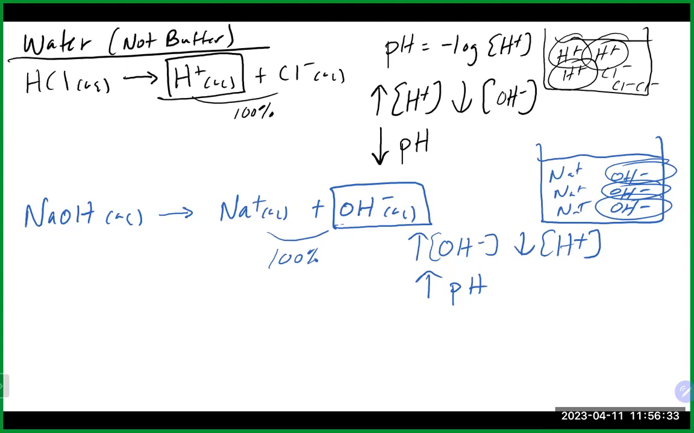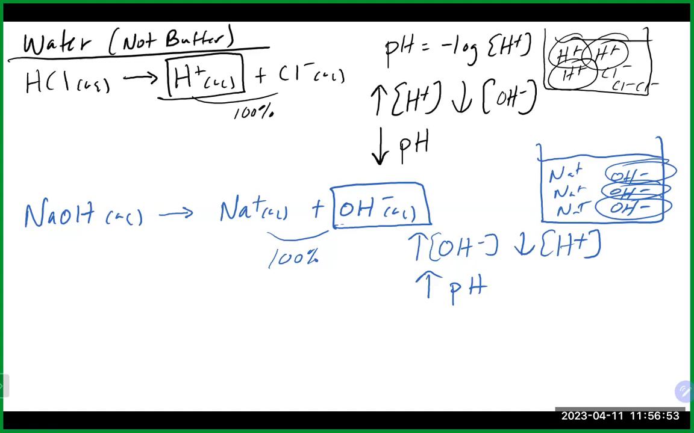So in the case here of a non-buffer situation like water, it cannot handle the addition of that H plus to the solution or the OH minus to the solution, and it's going to create a little havoc in terms of the pH. First off, any questions on the non-buffer situation here?